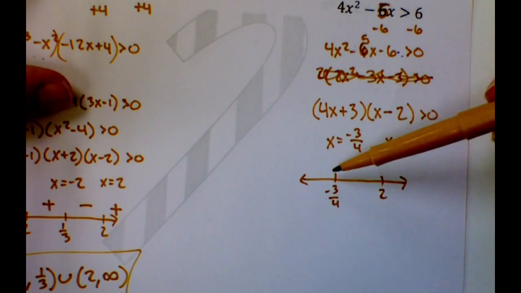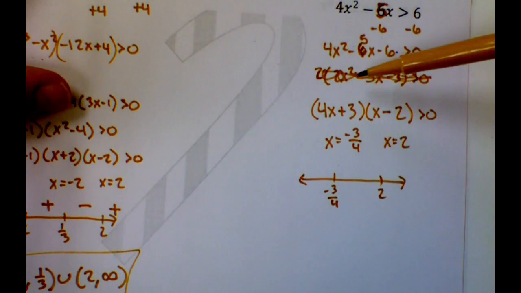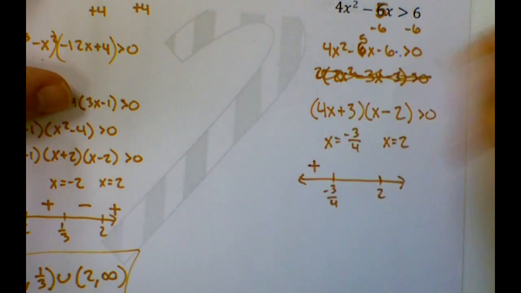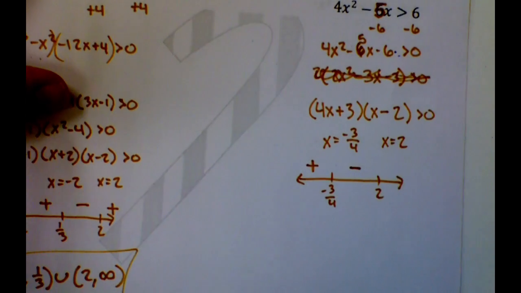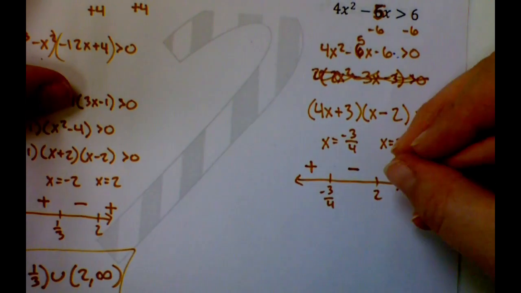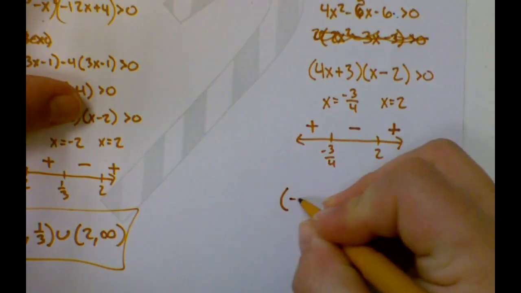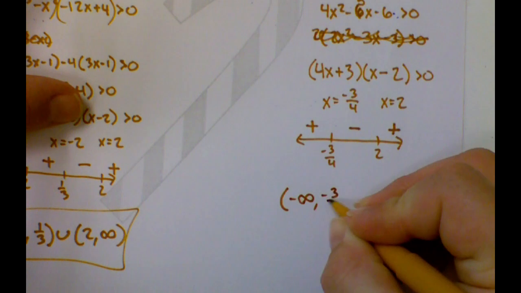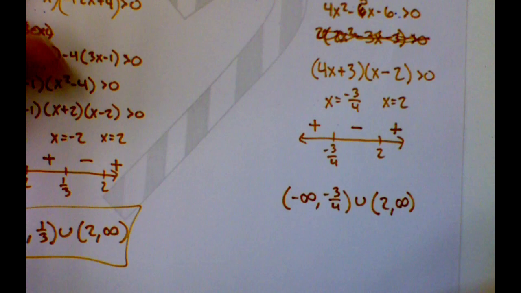So if I plug in something smaller than negative 3/4, I get a positive. Something between negative 3/4 and 2, I get a negative. And something bigger than 2, I get a positive. I'm looking for greater than 0. So my solutions are negative infinity to negative 3/4, or 2 to infinity.